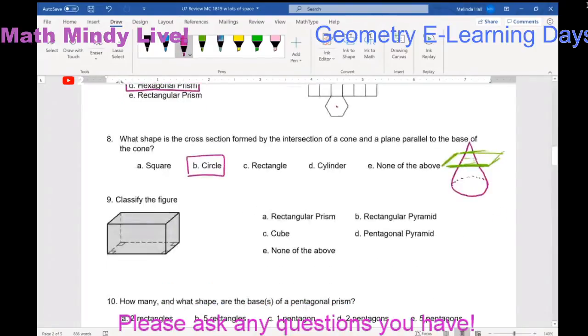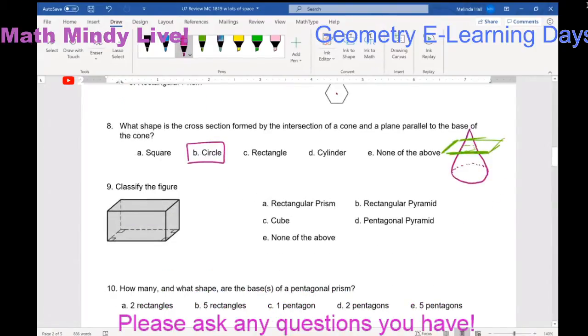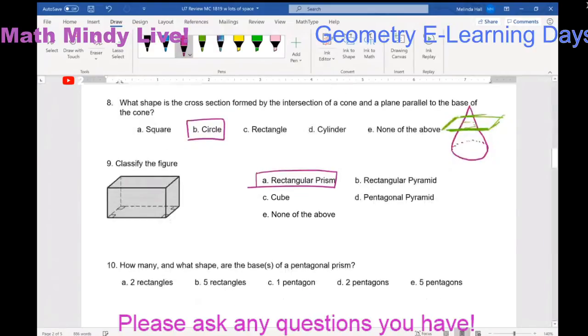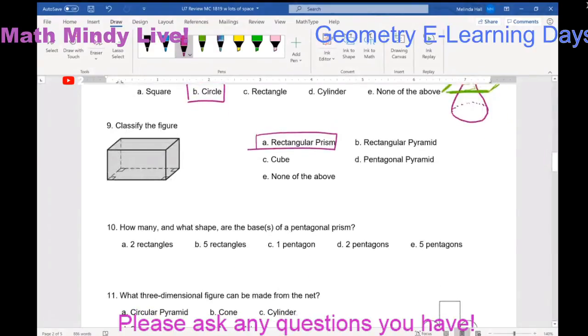For number 9, classifying, we would have a prism because there's 2 bases, and so it is a rectangular prism. How many and what shape are the bases of the pentagonal prism? Since it is a prism, we know that there's going to be 2 of them, and since it's a pentagonal prism, we know there's 2 pentagons, just like that.